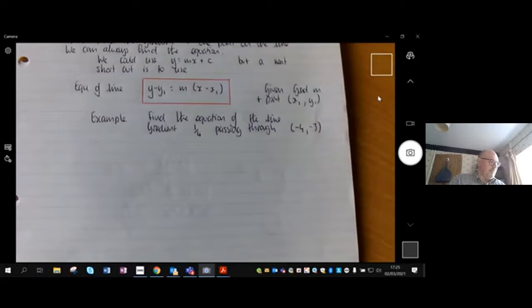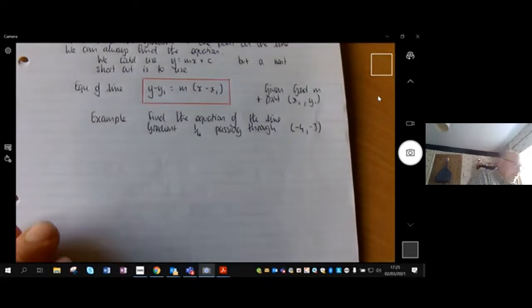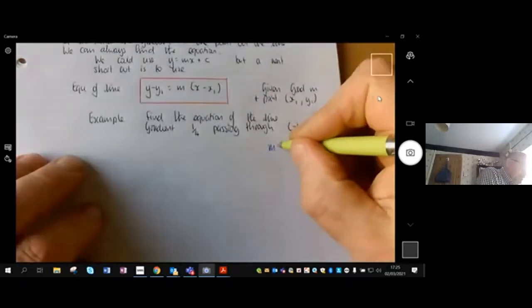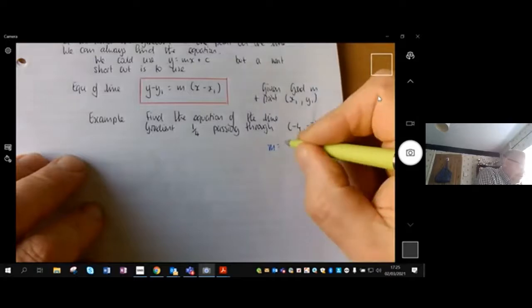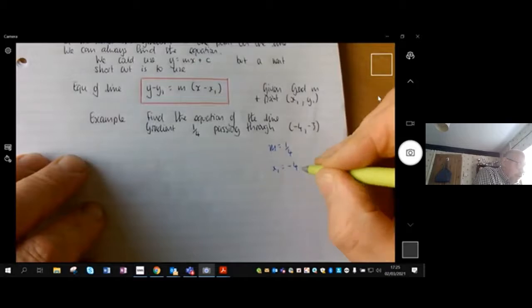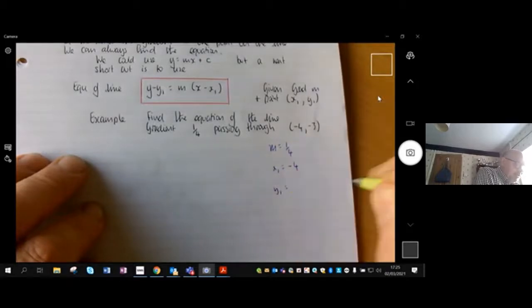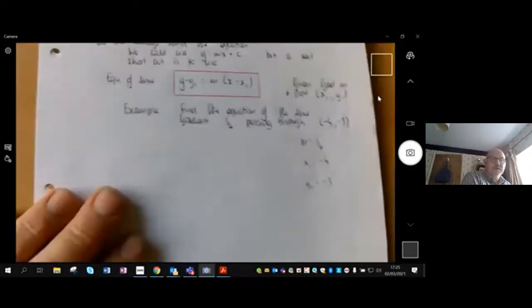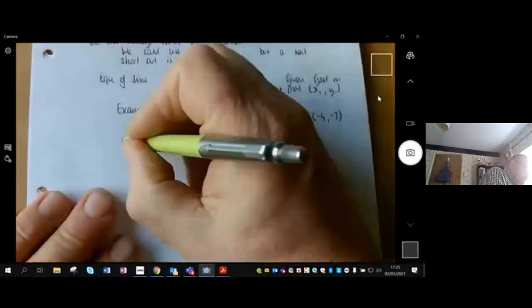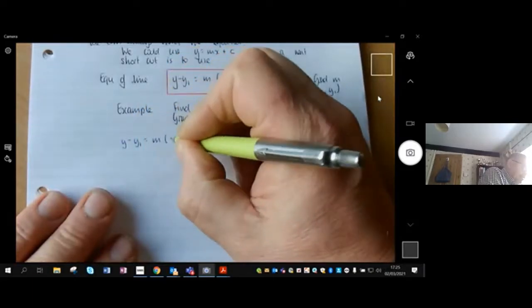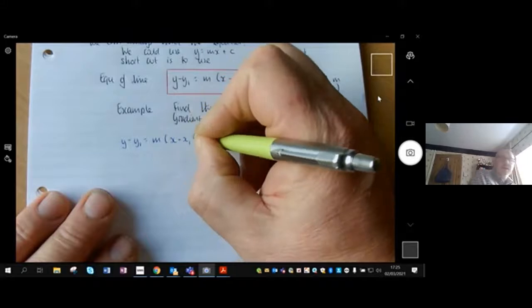I always treat an A-level maths question as a recipe. Here are my ingredients. I've got an m, which is 1/4. I've got x1 is -4. I've got y1 is -3, and they're my ingredients. Here's my recipe, the formula. y minus y1 equals m brackets x minus x1.